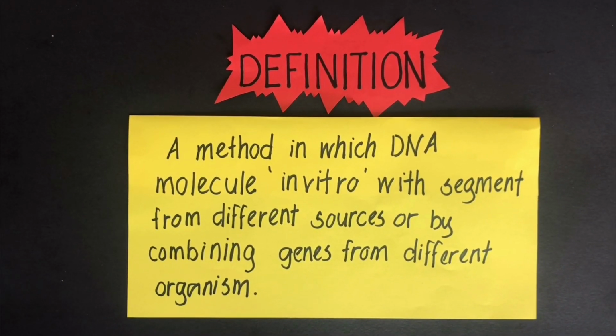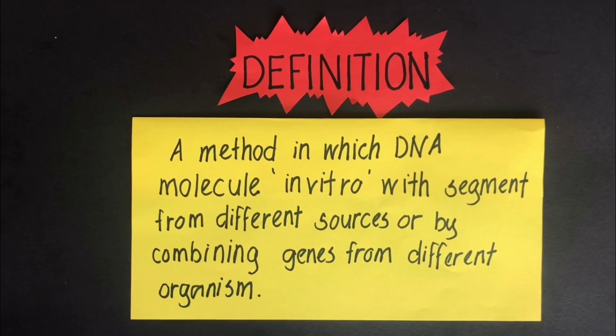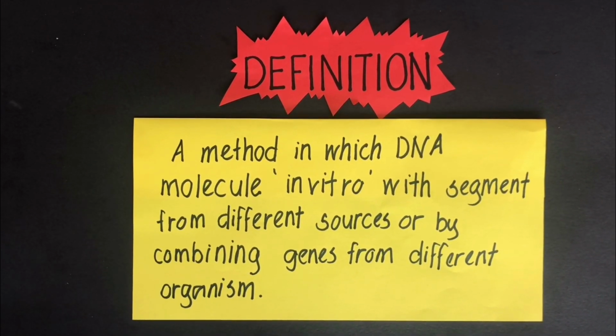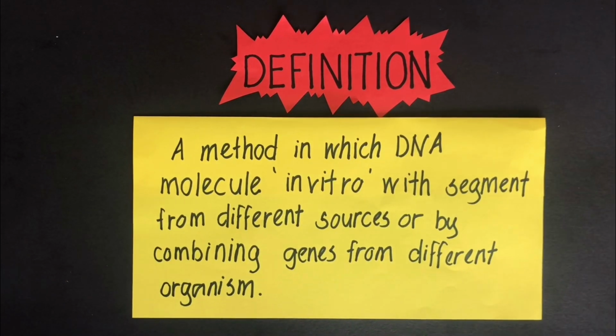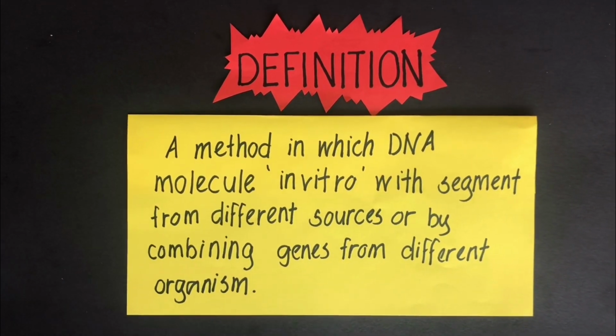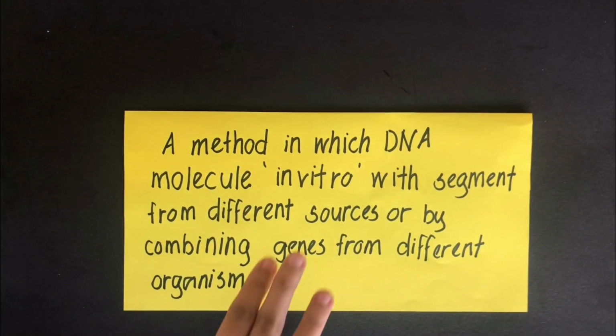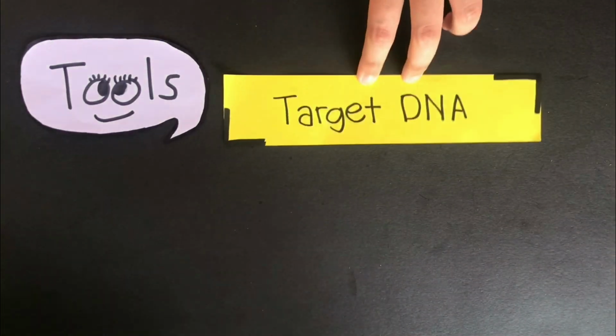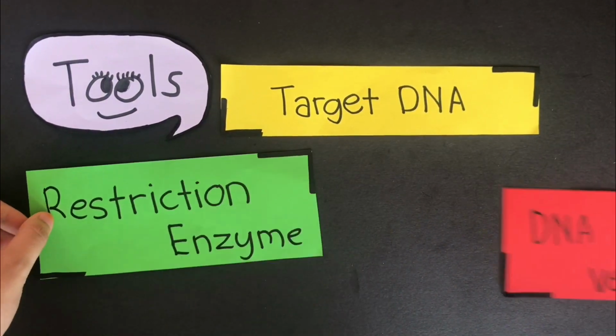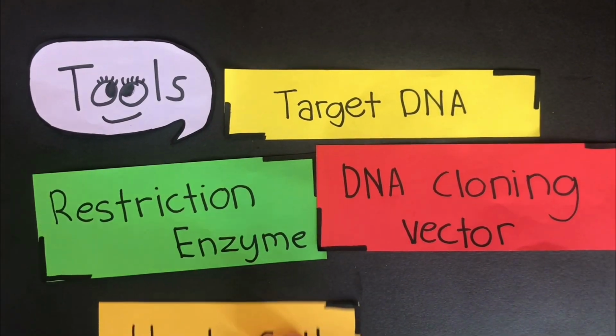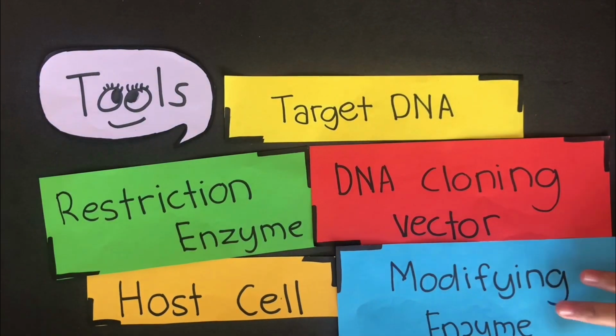Definition of recombinant DNA technology: a method in which a DNA molecule is made in vitro with sequences from different sources, or by combining genes from different organisms. There are 5 tools used in recombinant DNA technology. First is target DNA, restriction enzyme, DNA cloning vector, host cell, and modifying enzyme.